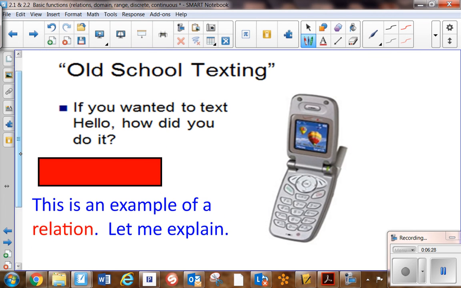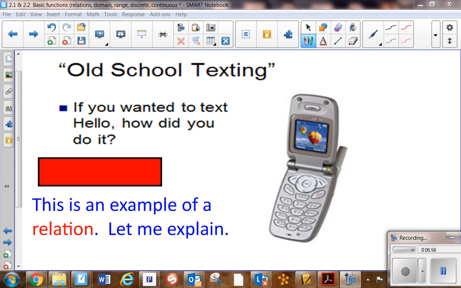So let's talk a minute about relations. A relation is simply a pairing of two things. Get out your phones real quick. We'll do something with your phones. Back in the olden days when we had flip phones, and we wanted to text, we didn't have a keyboard. Instead, look at your number 2 on your phone. Do you see the letters around it? It can represent an A, B, or a C.